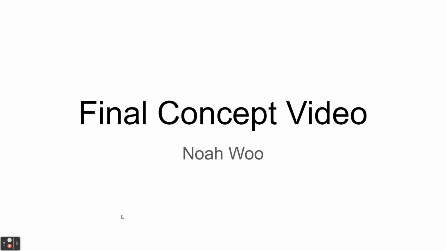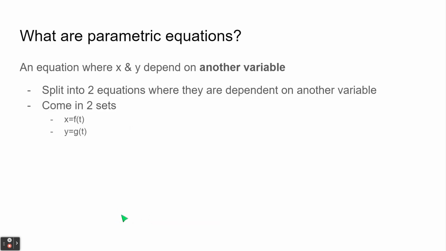What are parametric equations? Parametric equations are equations where the values x and y depend on another variable. Normally, in parametric equations, they are split into two sets of equations, with the equations usually being x equals f of t and y equals g of t.